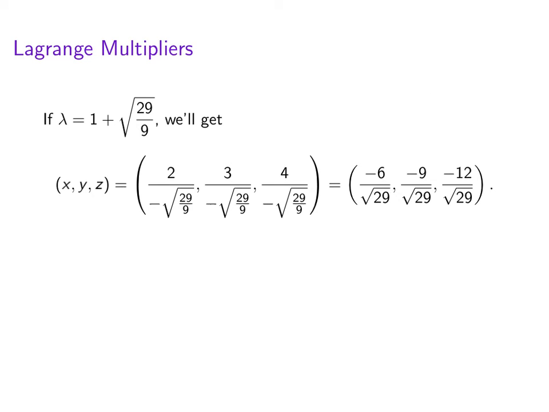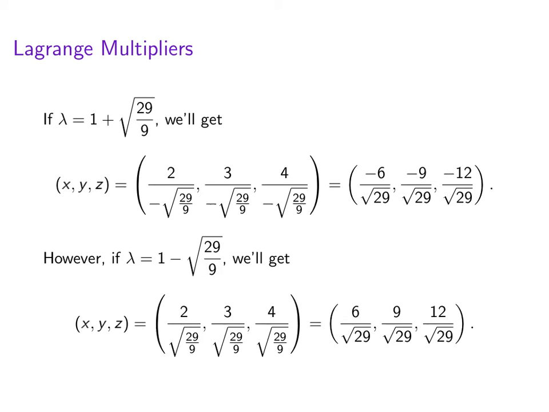Now if we take lambda equals 1 plus the square root of 29 over 9, this is what we get for the values of x, y, and z. If we take lambda equals 1 minus the square root of 29 over 9, then we get a different value. Notice that these two are the same except one has all negatives and one has all positives. That means they are antipodal points. Antipodal, A-N-T-I-P-O-D-A-L. They are on opposite parts of the sphere. So like the North Pole and the South Pole are antipodal points.